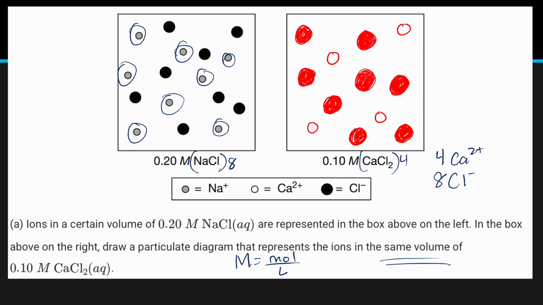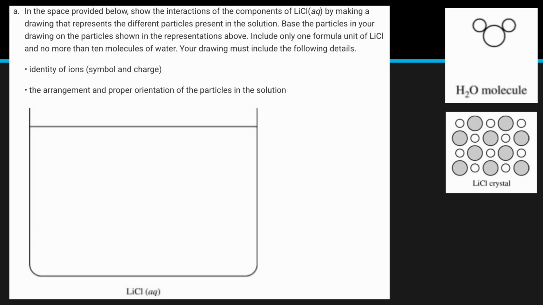So your particle diagram should look something like this. In the space provided below, show the interactions of the components of LiCl by making a drawing that represents the different particles present in solution. Base the particles in your drawing on the particles shown in the representations to the right. Include only 1 formula unit of LiCl and no more than 10 molecules of water. Your drawing must include identity of the ions and arrangement and proper orientation of the particles in solution.